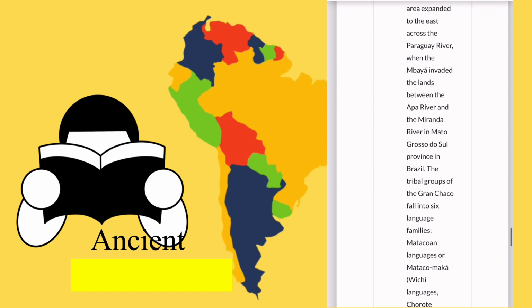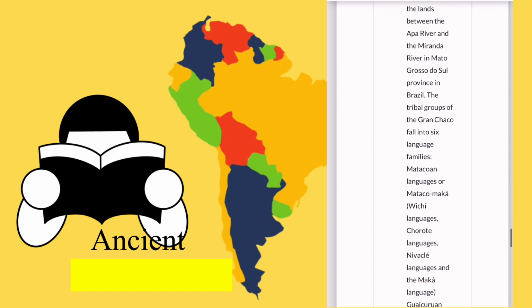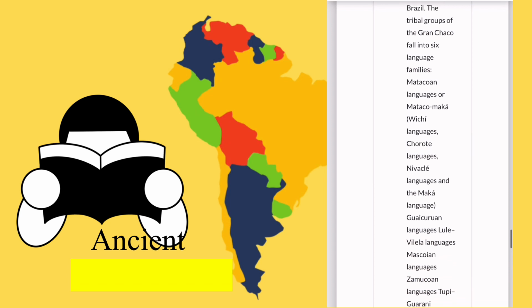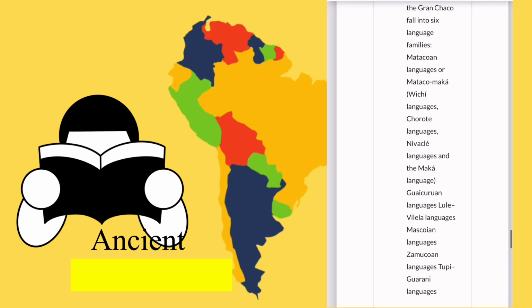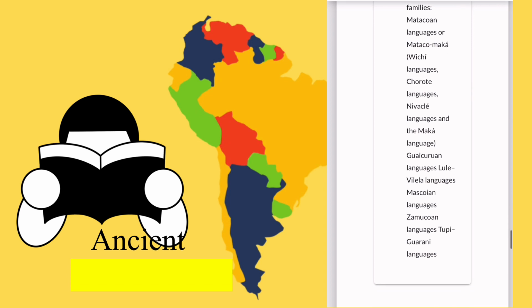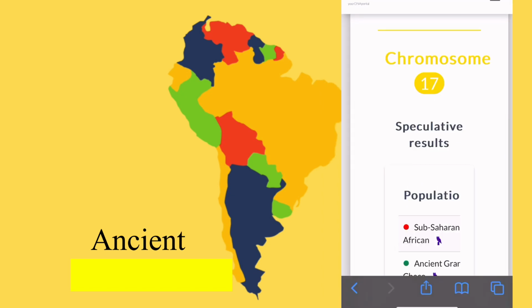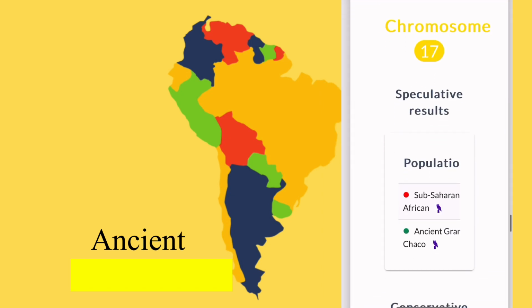The tribal groups of the Gran Chaco fall into 6 language families. Matacoan languages are Mataco-Maca, Wichí languages, Chorote languages, Nivaclé languages, and the Maká language. Guaycuran languages, Lule-Vilela languages, Mascoyan languages, Zamucoan languages, Tupi-Guarani languages. And once again, chromosome 17 speculative results, we see ancient Gran Chaco.